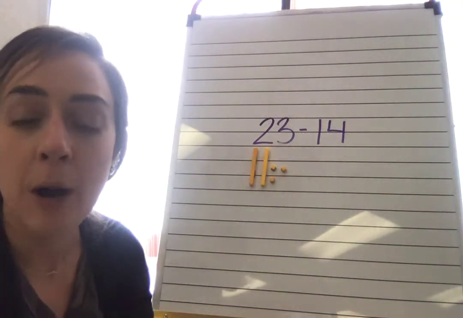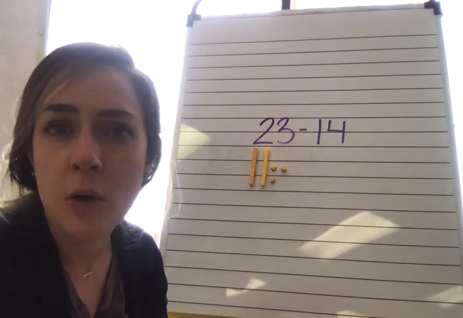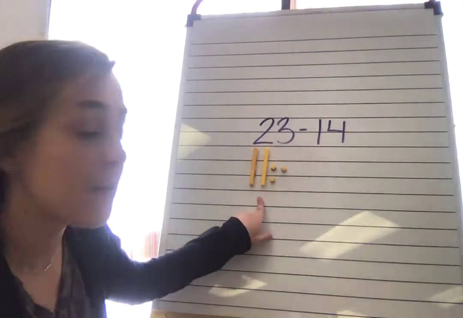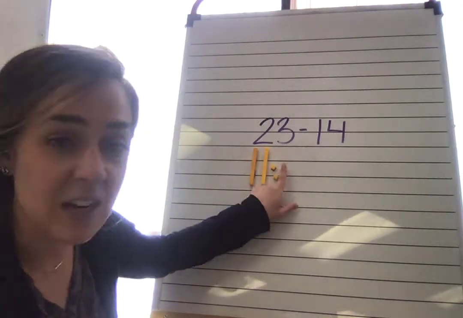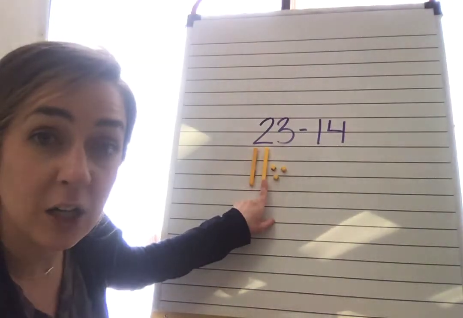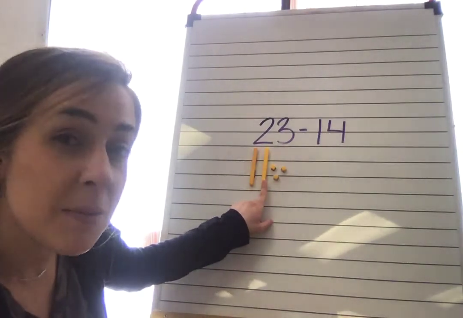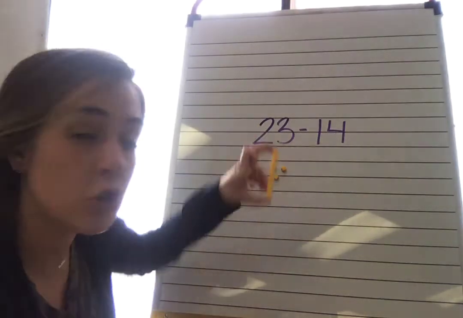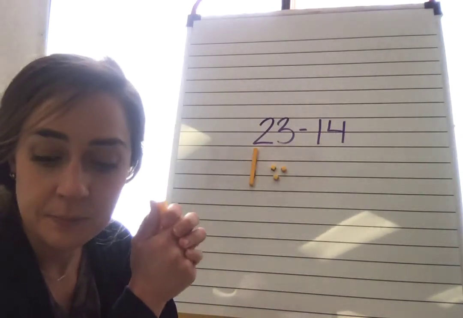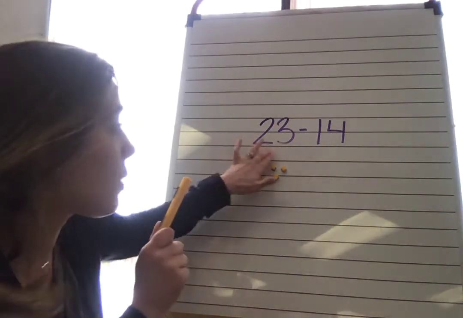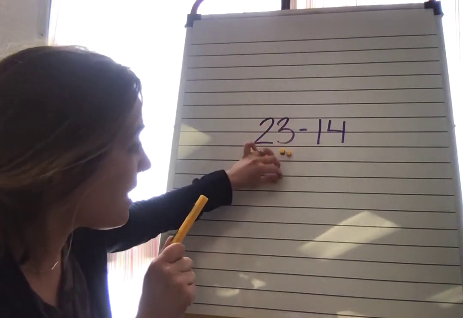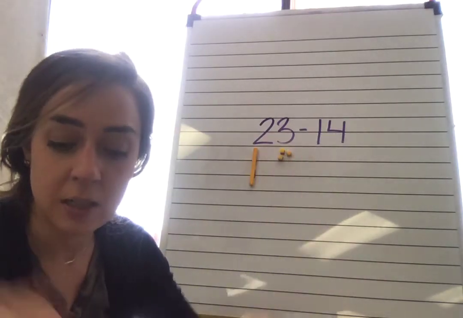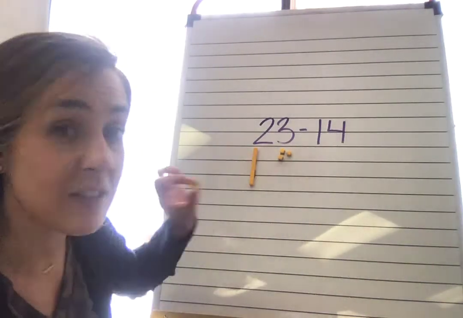And I like to think of borrowing like you're cooking and you don't have enough of something, so you have to go next door and ask your neighbor. So that's the same thing. My ones, they don't have enough ones, so they need to go next door to their friend 10 and say, hey, can I have some of your ones? And 10 says, sure. So you trade in or break apart this 10. So you still have to count this as 23. But instead of it being in a stick or a group, I'm going to break it apart into ones. So I'm going to have 10 ones.